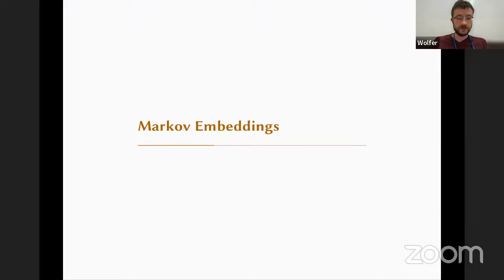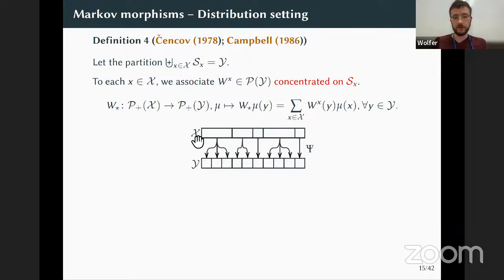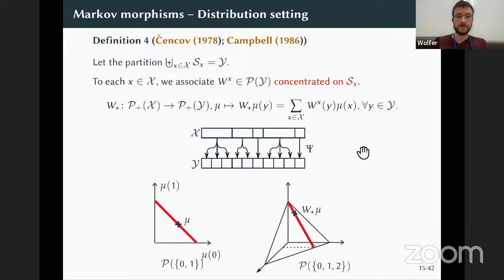Now, so far we've been discussing reducing the state space. What about embedding into larger spaces? In the distribution setting, one such operation is called the Markov morphism. And here the operation is understood as the inverse operation of lumping, where each symbol of the original space X is mapped randomly to some other symbol in Y, with the condition that no two arrows can point to the same point in the space Y.